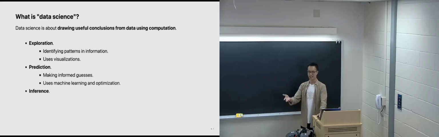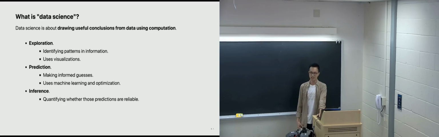And the third pillar of data science is inference. In inference, what we're trying to do is take a limited data set, let's say a data set of 100 voters, and use that limited data set to make a guess about the population as a whole. So we can use small data sets to draw conclusions about really big groups of people using techniques from statistics.